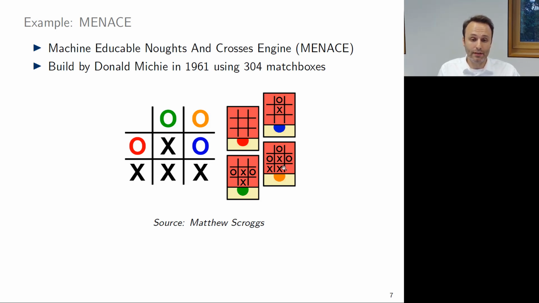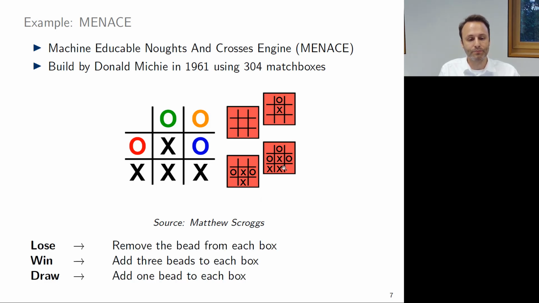And now it's the time where the reinforcement learning starts, because now Menace actually needs to learn from that bad signal. So all these moves were perhaps not the best ones. So we remove the orange bead, we remove the green bead, the blue and the red one. And that's how Menace learns.